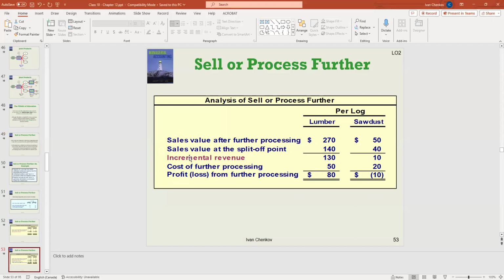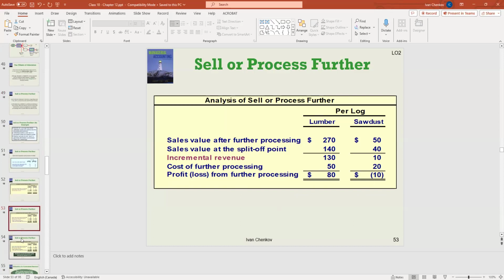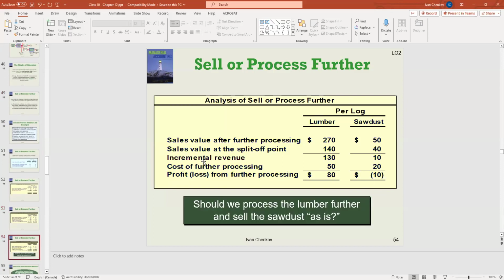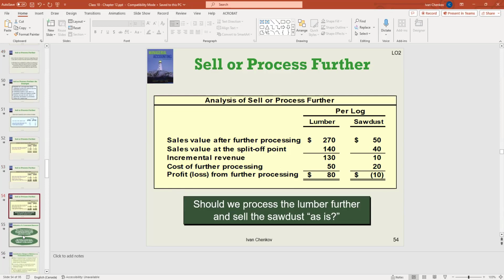And again, they're going to compare the incremental revenue, or additional sales value, that every product creates versus the cost to process further. The profit from the further processing for the lumber will be 80, and for the sawdust it will be 10. So what will be the normal decision? The normal decision is for the lumber, process it further, get the extra $80. For the sawdust, sell it as it is, don't process it to press to lock.